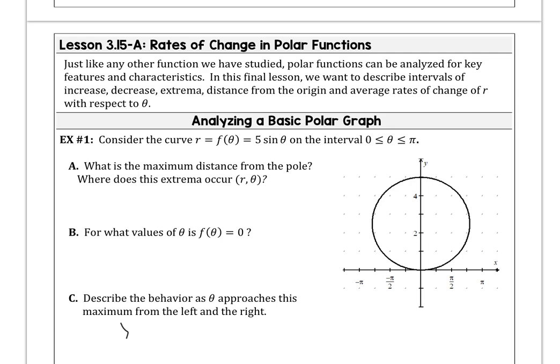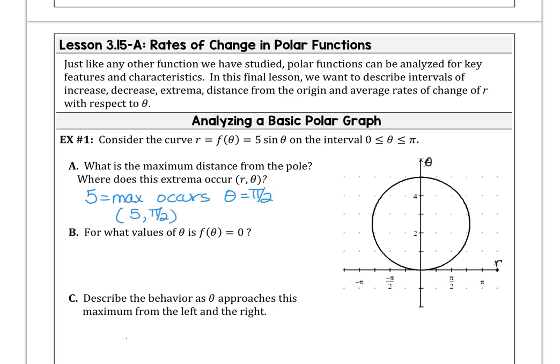One more time, I'm correcting my mislabeled axes on the graphs to be r and theta for the x-axis and the y-axis. Well, we know that we have a maximum at 5, and that maximum occurs when the angle is pi over 2. So we could write that r theta as 5 pi over 2.